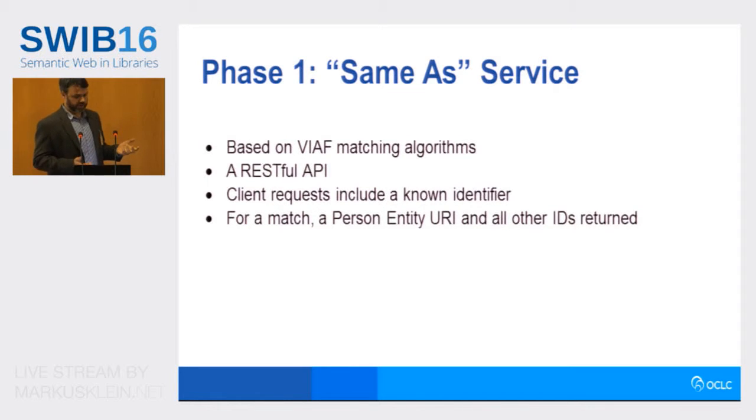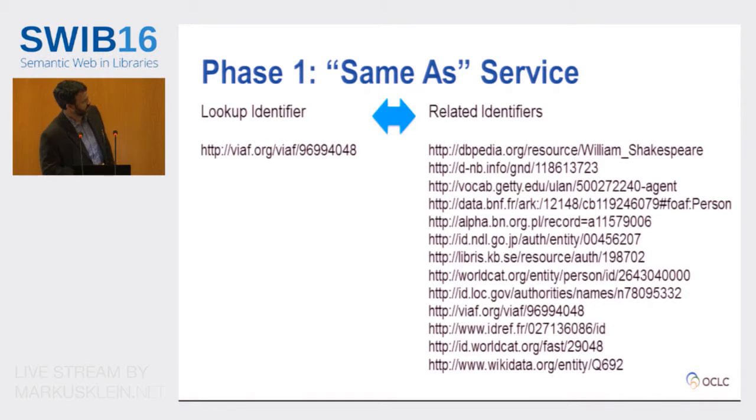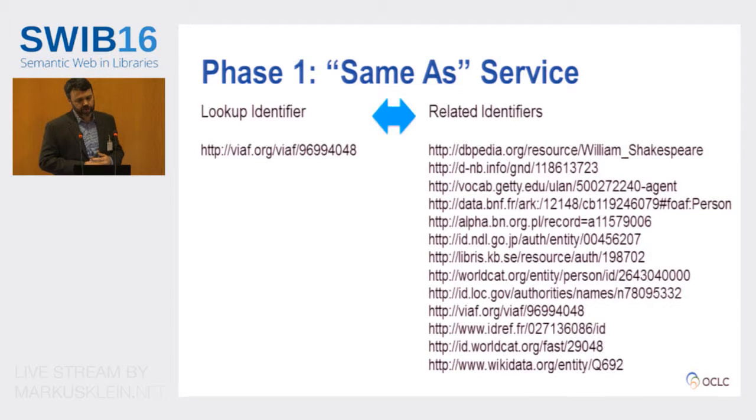The requests that went into the service would have to include a known identifier, and then for a match back, you would get our person entity URI, which you can find down here in the list somewhere, as well as all the other matching URIs. Something to note here, in the pilot, we had a lot of discussion about the difference between authority data and person data, the difference between modeling a collection of names versus modeling information about a person. Note here in the list that we have several examples of URIs that refer to this person as a topic, so not just a name reference.